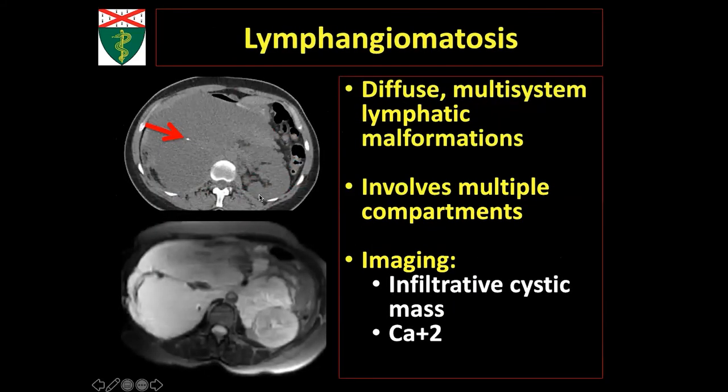And this is an example of lymphangiomatosis, where you have a very large lymphatic malformation and really multi-system lymphatic malformations involving, again, multiple compartments. And so it can be more infiltrated in its appearance. Can occasionally have foci of calcium, but again, we have a large mass involving multiple compartments. Got to think of the spectrum of lymphatic malformations.